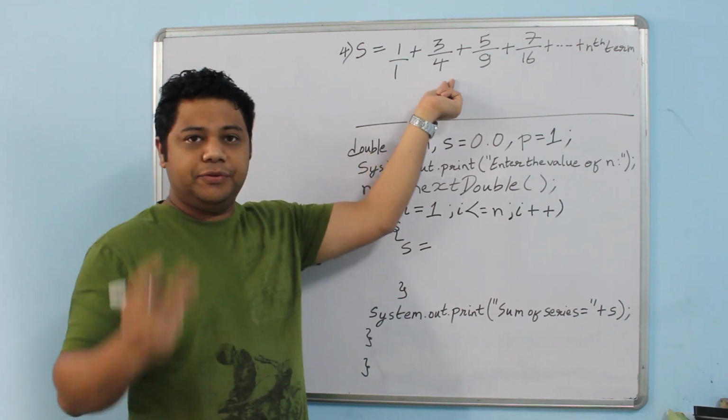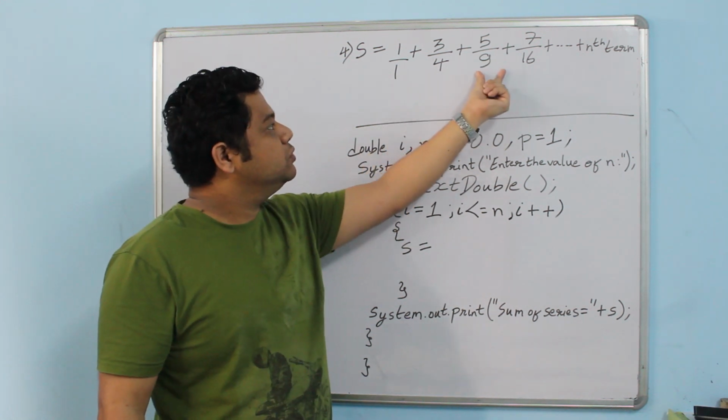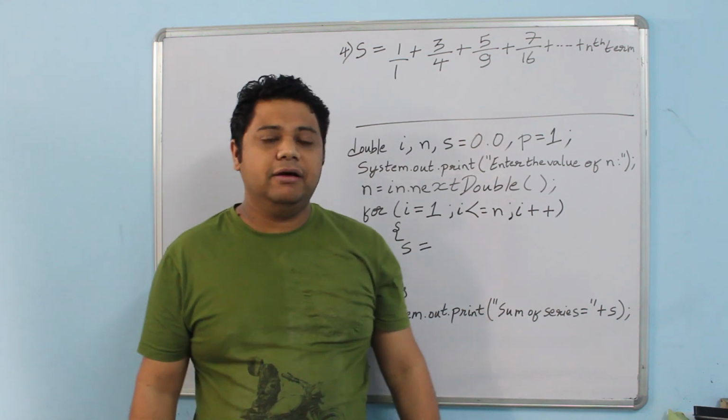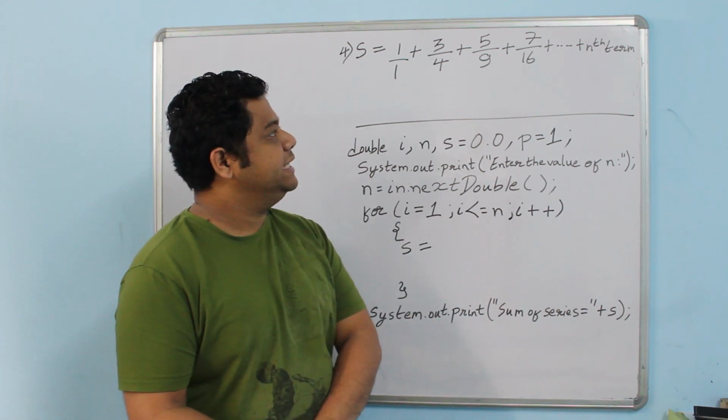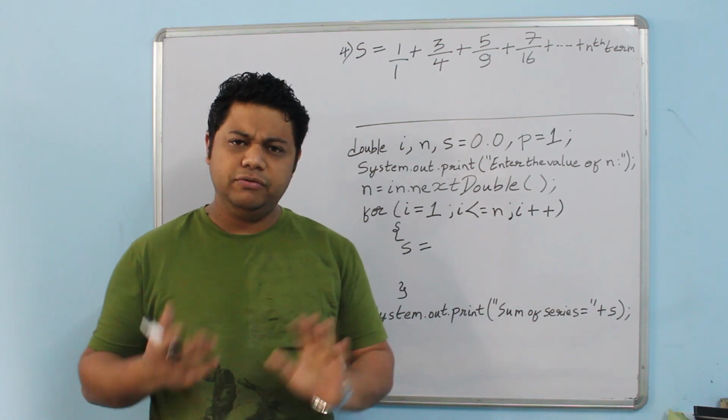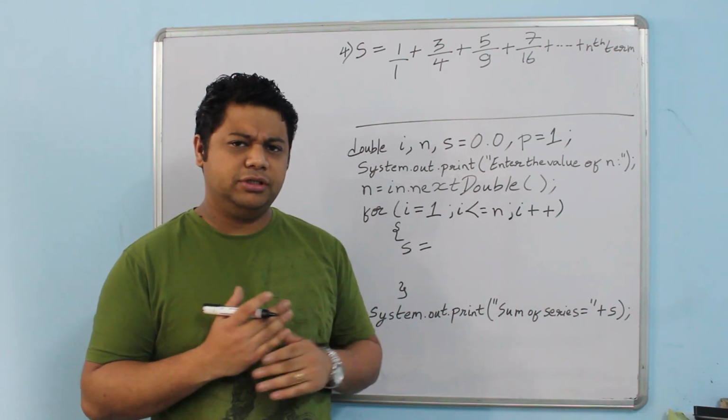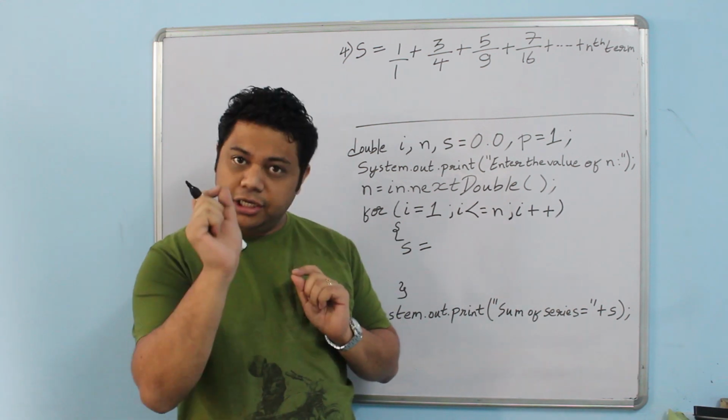So increment by 3. Then from 4 to 9, we have got increment of 5. And from 9 to 16, if you see, we have to increment it by 7. So the increment is not the same. So we have to get the solution for this one.